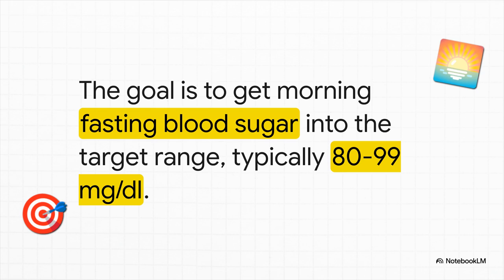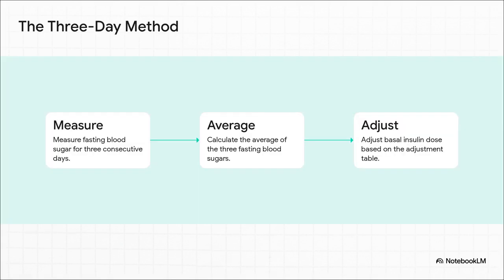The big goal here is to get that fasting number, that morning number, consistently into the target range, which for a lot of people is somewhere between 80 and 99. And a really common, super effective way to do this is called the 3-day method. See, you don't want to overreact to just one weird reading. That could be a total fluke.